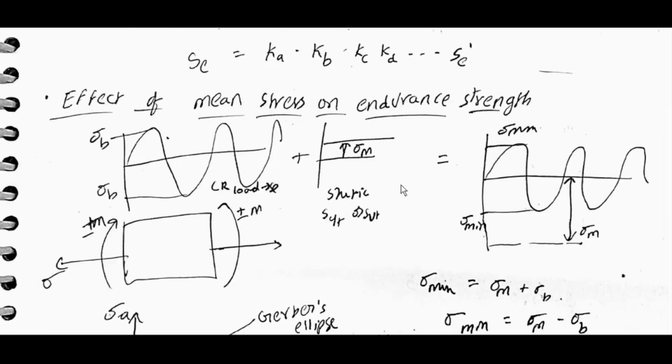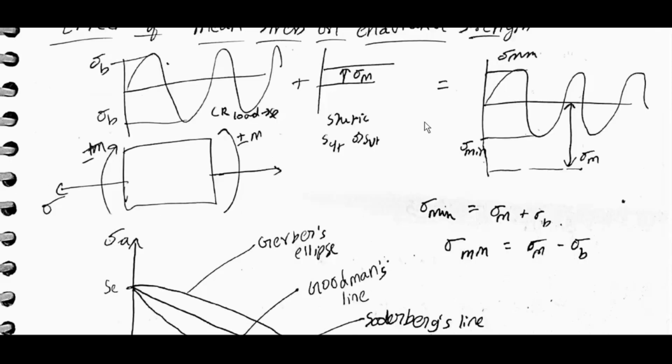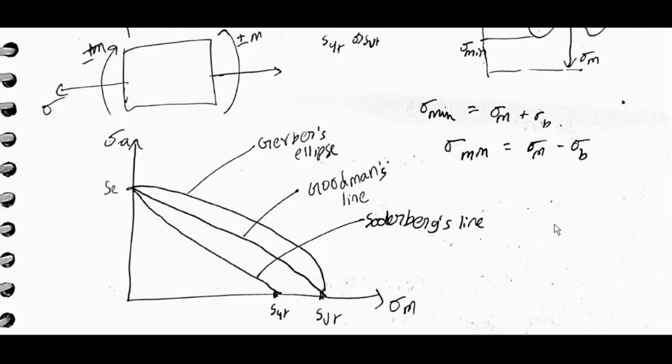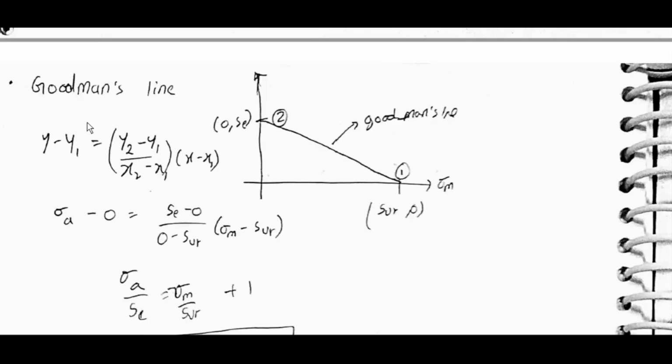Effect of mean stress on endurance strength. Sigma max is equal to sigma m plus sigma a, sigma min is equal to sigma m minus sigma a. On the diagram with sigma m, sigma a, Sc, Syt, Sut: this is the Soderberg line, this is Goodman's line, and Gerber's ellipse is this. Goodman's line: y minus y1 is equal to (y2 minus y1) by (x2 minus x1) into (x minus x1).